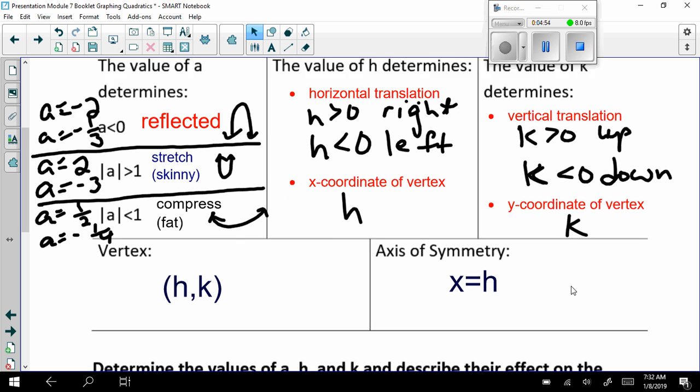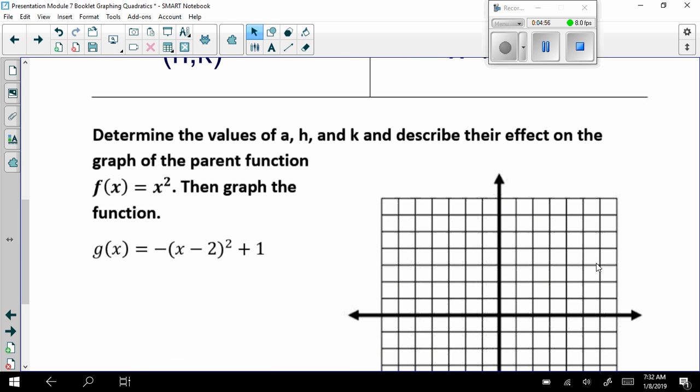Okay, let's look at an example. It says determine the values of a, h, and k and describe their effect on the graph of the parent function f of x equals x squared. Then graph the function. So anytime we're doing our transformations using our vertex form, we are doing them based on the parent function, so with vertex at 0, 0.